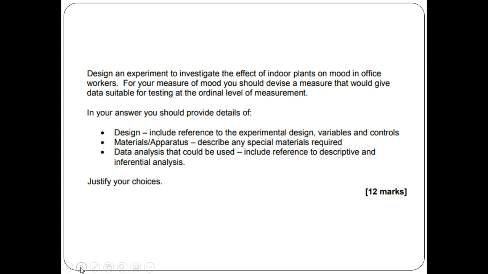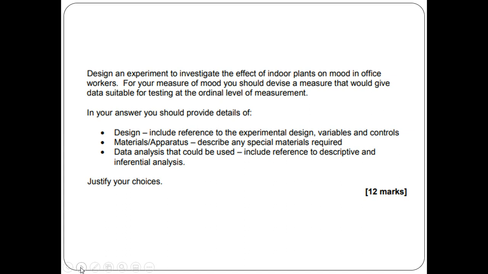So, for example, this is designing an experiment to investigate the effect of plants on the mood in office workers. The measure of mood should be data that would be ordinal. So ordinal data would be a questionnaire. So first bullet point. Now there's 12 marks, there's 3 bullet points. So you're thinking you're getting 4 marks for each bullet point.